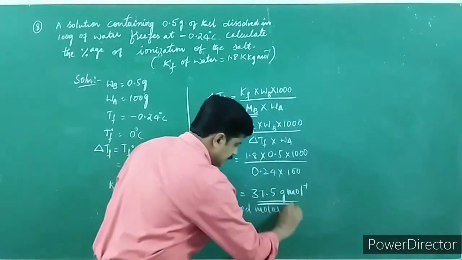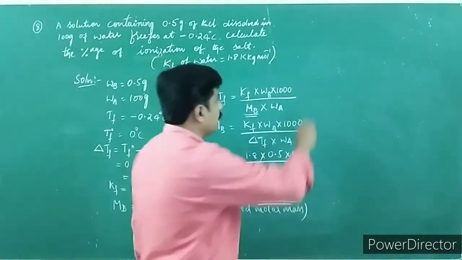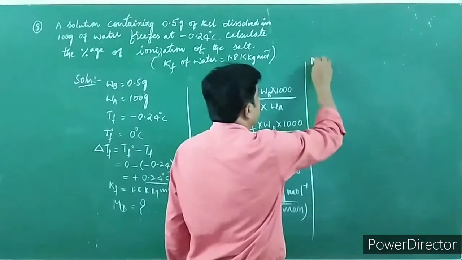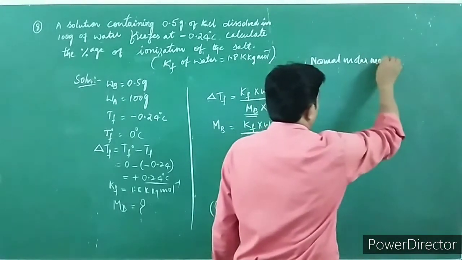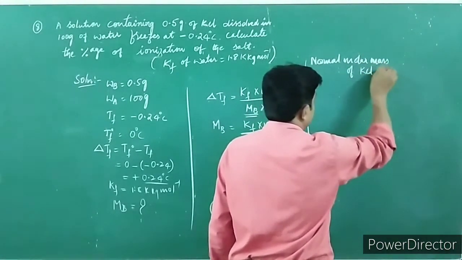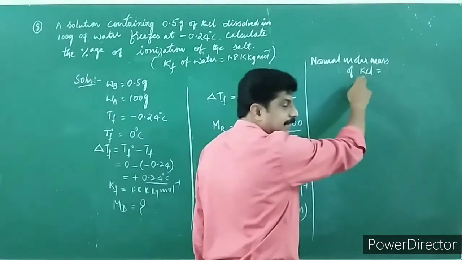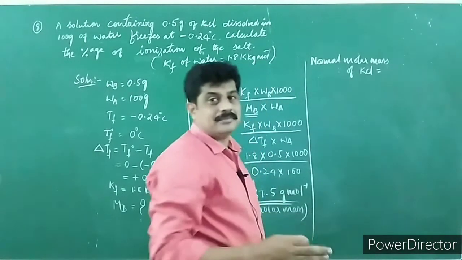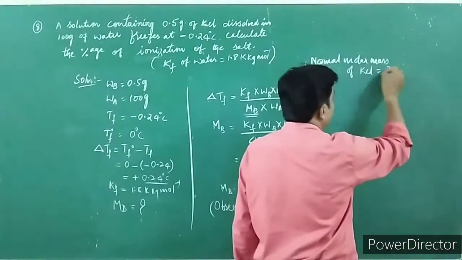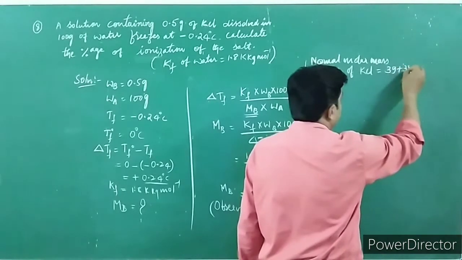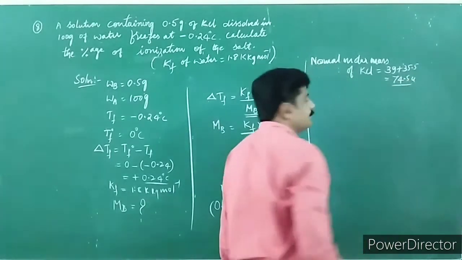Observed molar mass. Children, once you have found out the observed molar mass, now you need to find out the normal molar mass. How do I find out? Look here, the normal molar mass of KCl. How do I get that? Add the atomic masses of all the atoms of the element, and you are going to get the molar mass. In this case, formula unit mass. Look here. K is equal to how much? Atomic mass is 39, plus Cl, 35.5. That is equal to 74.5 unified mass.